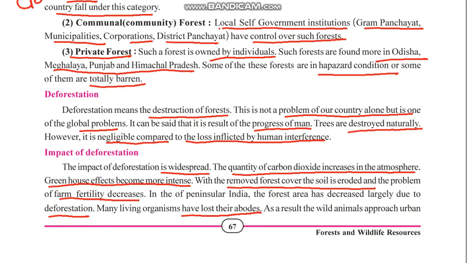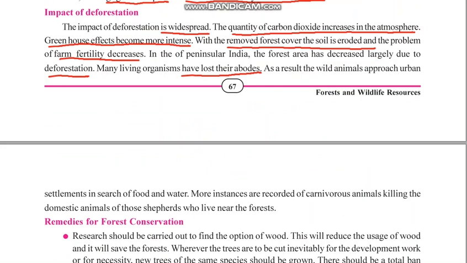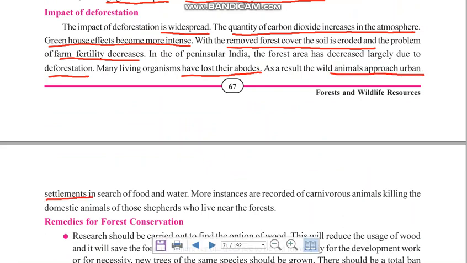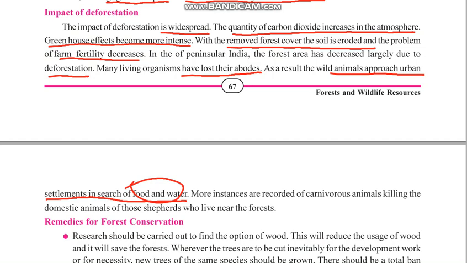As a result, wild animals approach urban settlements. They come into cities in search of food and water. Why do they come to the cities? In search of food and water. More intense instances are recorded.